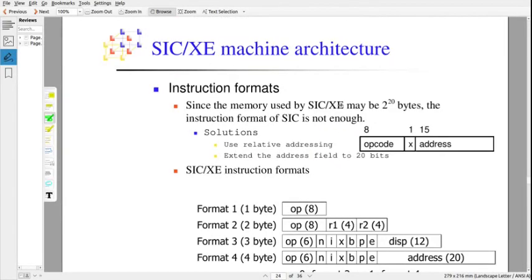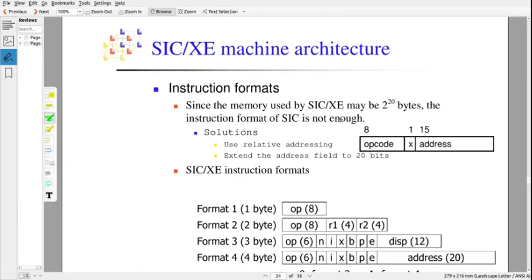Then the next topic is the instruction format of SIC/XE. Since the memory used by SIC/XE is of size 2 raised to 20 bytes, 1 megabyte, the instruction format of SIC is not enough, because addressing a location beyond 2 raised to 15 is not possible in SIC, as we have a maximum of 15 bits. But in SIC/XE we have 1 megabyte of locations, so we need a few more bits in the address field.